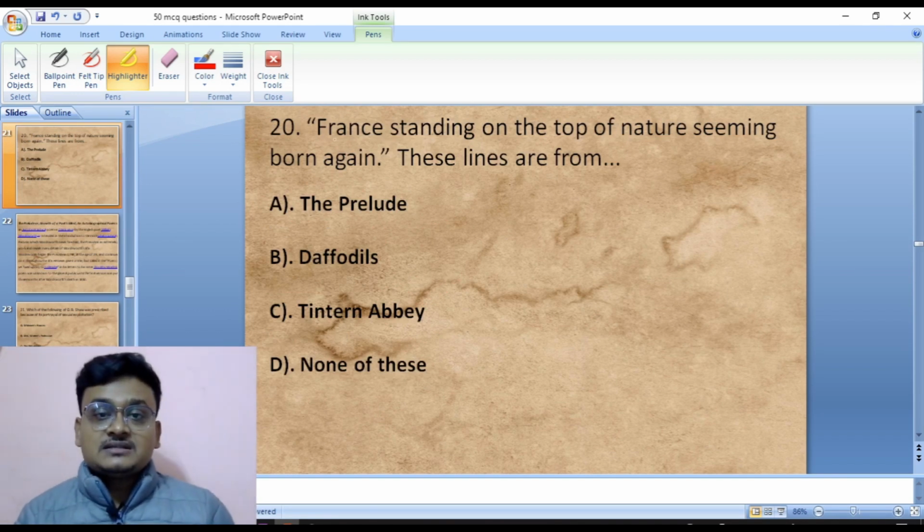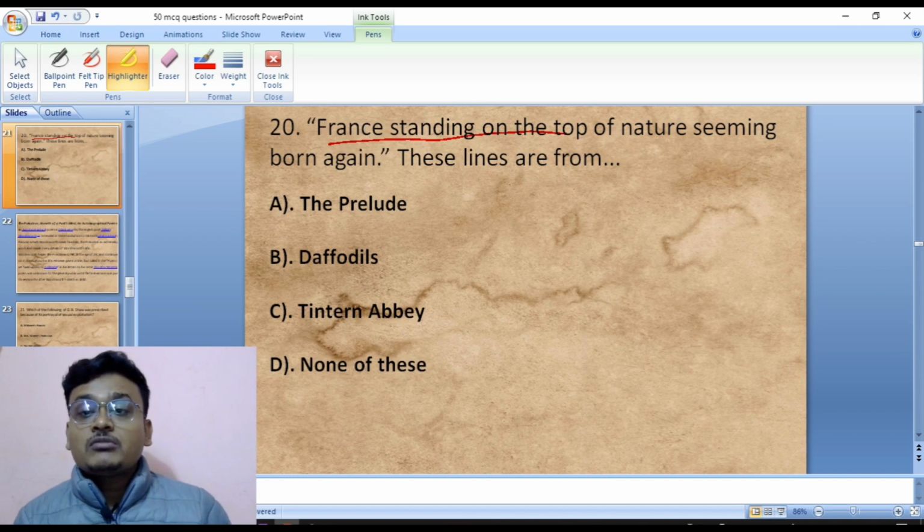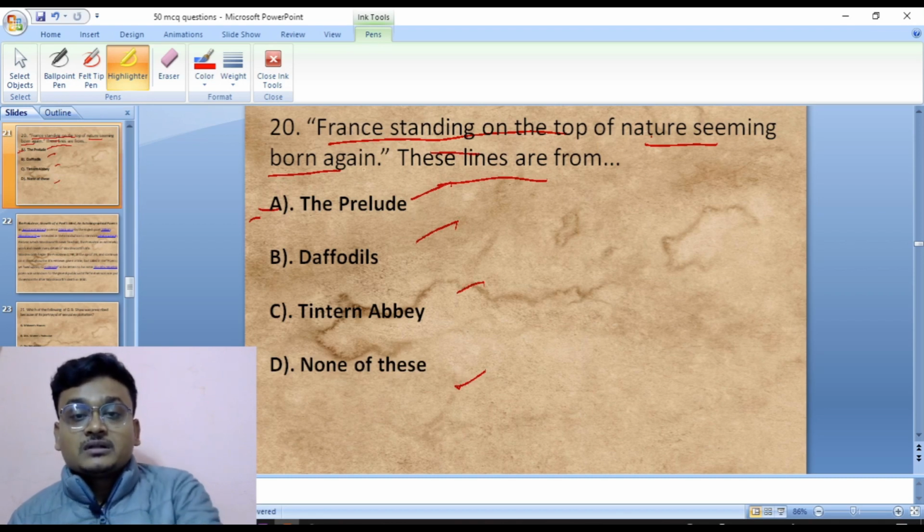Okay. France standing on the top of nature, seeming born again. These lines are from which of the works? Prelude, Daffodils, Tintern Abbey, none of the above. France standing on the top of nature, seeming born again. So these lines are from the Prelude.